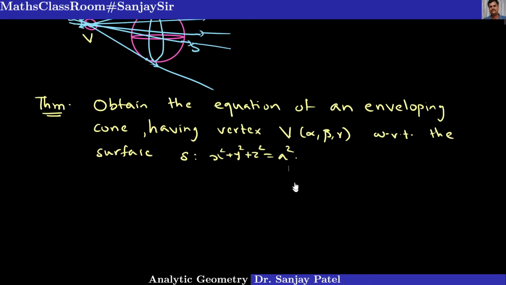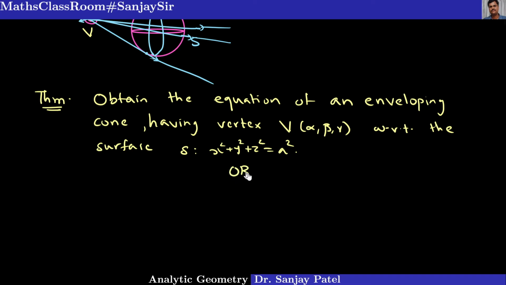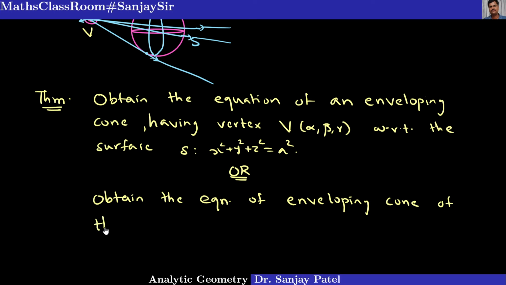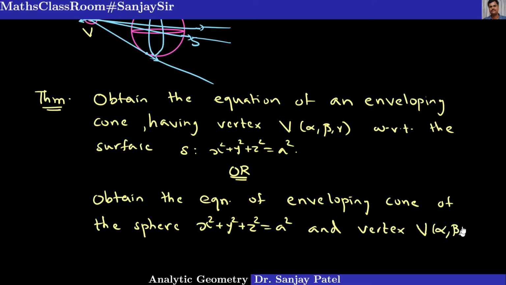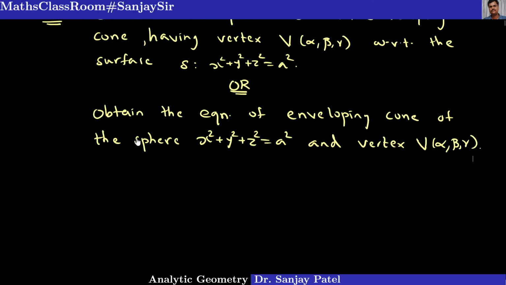Okay, so it can also be asked this way: obtain the equation of enveloping cone of the sphere x square plus y square plus z square is equal to a square, and having vertex V alpha, beta, gamma. So the figure will be the same.